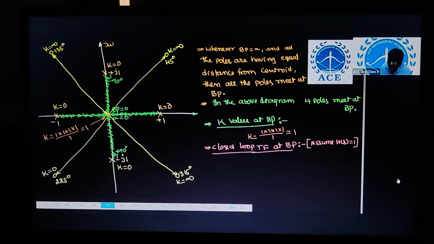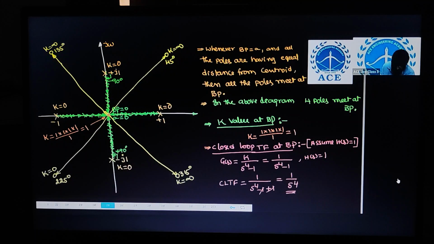1 by s power 4. Very good. See, what does G of s become? G of s becomes K by s power 4 minus 1. K we got 1, so 1 by s power 4 minus 1. Assume unity feedback, H of s is 1. For the closed loop transfer function, add the numerator term in the denominator. Plus 1 minus 1 cancel. So 1 by s power 4 is the answer. Or we know that when K equal to 1, there are 4 poles at the origin, and the transfer function is 1 by s power 4. Is it clear, all of you?